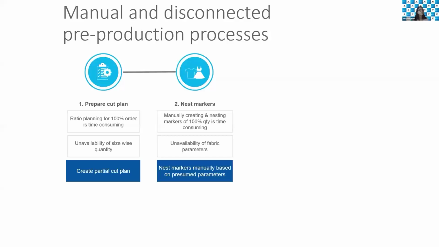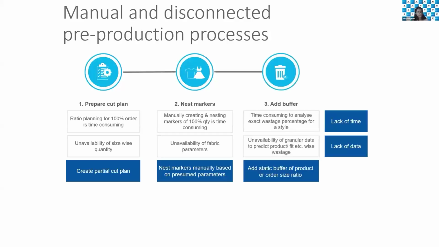And just like size-wise quantity, sometimes even the fabric parameters are not properly known at that point in time when they're really doing the booking. So a lot of processes happen on the basis of assumptions and presumed parameters in that case. And then once this step is done, and let's say they have made the markers and they have some consumption, then the last step is always to add some buffer. So this buffer will take care of the actual wastages that will happen on the floor.